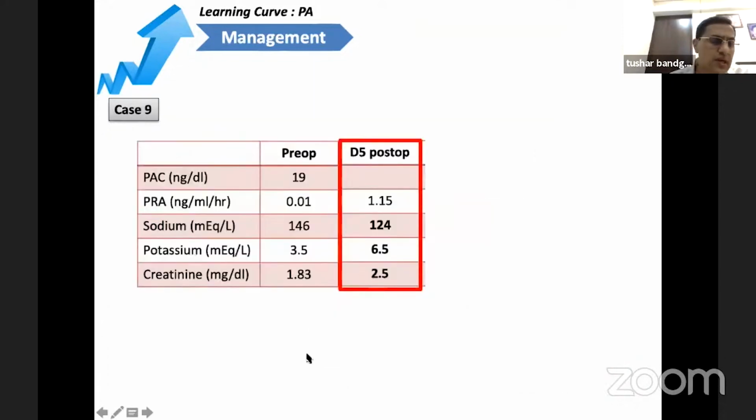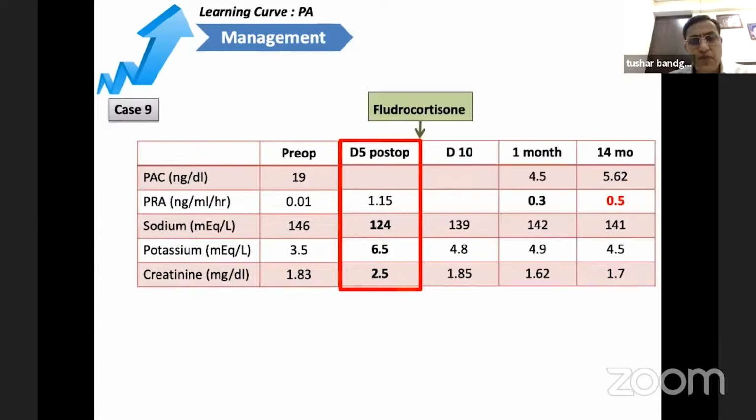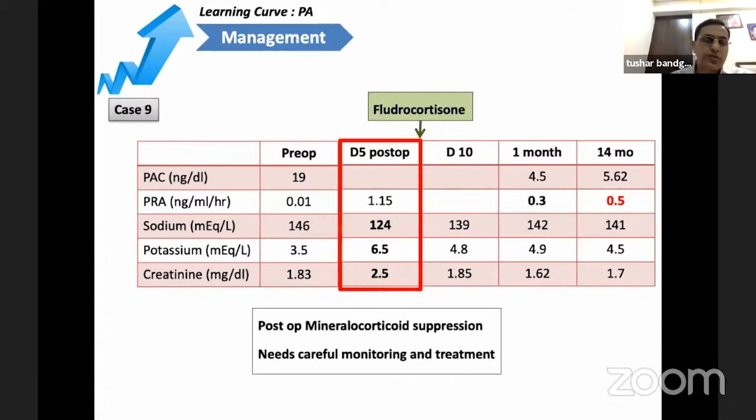Post surgery, he had a very stormy course. He had to be admitted in the ICU for hyperkalemia and was treated with fludrocortisone. He is under follow-up for almost a year and a half, and there was suppression of aldosterone, or hypoaldosteronism, post surgery for almost a period of a year post-op. So, underscoring that these need to be monitored and looked for, and appropriate treatment should be instituted.